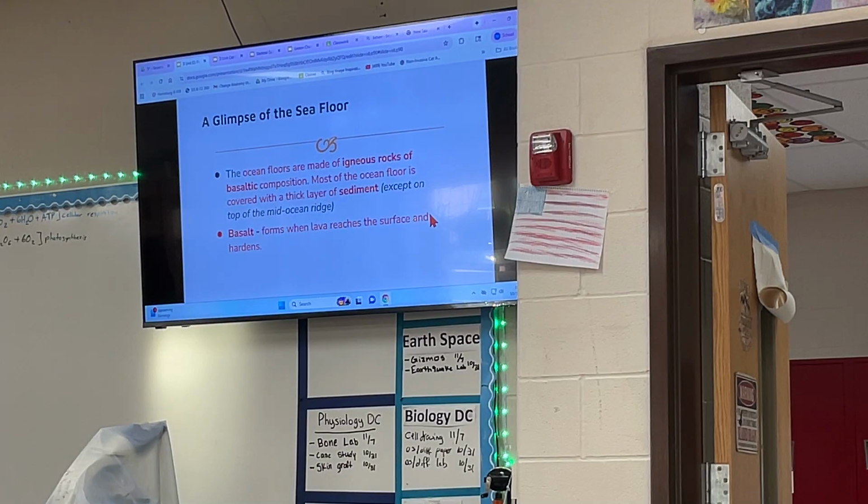So the ocean floors are made of igneous rock of basaltic composition. Most of the ocean floor is covered with a thick layer of sediment, except for the top of the mid-ocean ridges, which have this igneous rock from being basically lava and molten magma. And the basalt forms when the lava reaches the surface and hardens. So the rest of it is this oozy, dead decomposition stuff from all of the dead and dying material that filters down through the ocean.